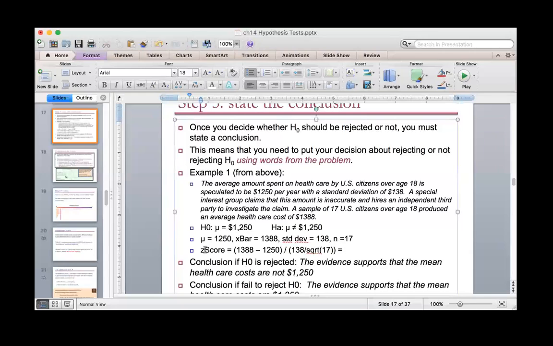Hold on a second. I have this done over here. Let's just get to it fast. We need stats calculations. We need 1250 for the mean, 1388 for this part. The sigma was 138 and the n is 17. And my answer is 4.12. So I'm getting 4.12 here. Anybody else get that?